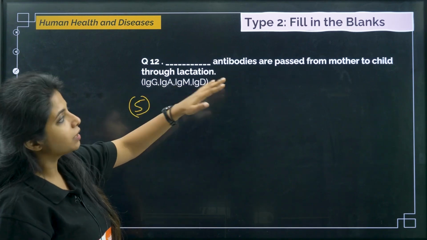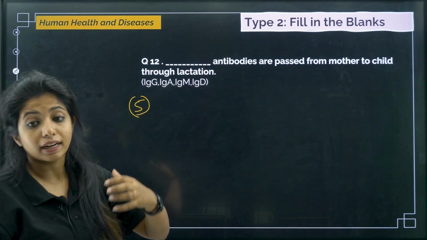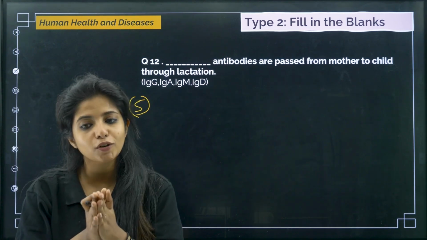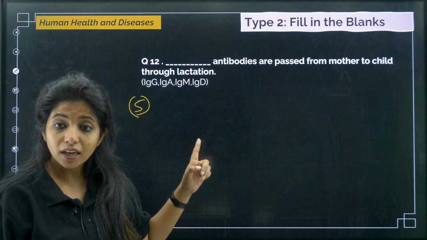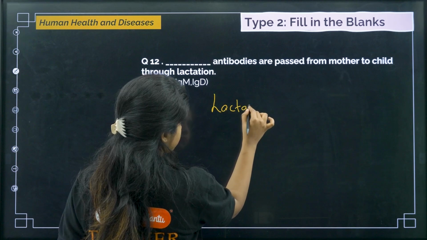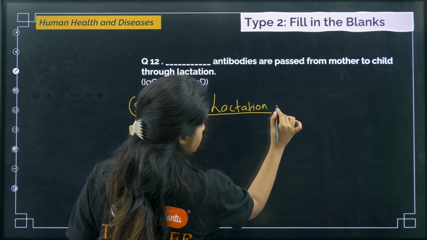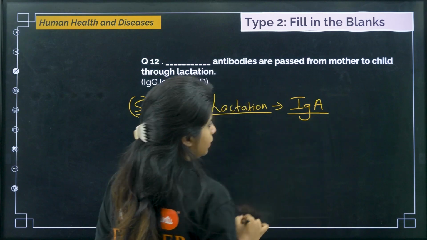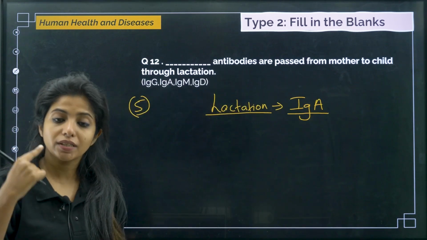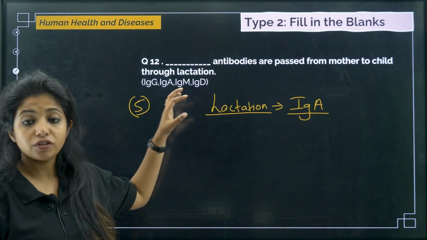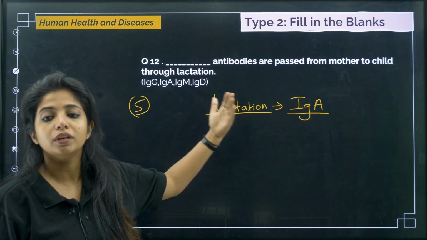Cool. So dash antibodies are passed from mother to child through lactation. What I told you, different types of antibodies are there. In the case of allergic response, you had IgE. Now in the case of lactation, the antibody which is passed is IgA. After doing the next question, I will tell you how to remember it. So it is IgA which is passed from the lactating mother to the child.